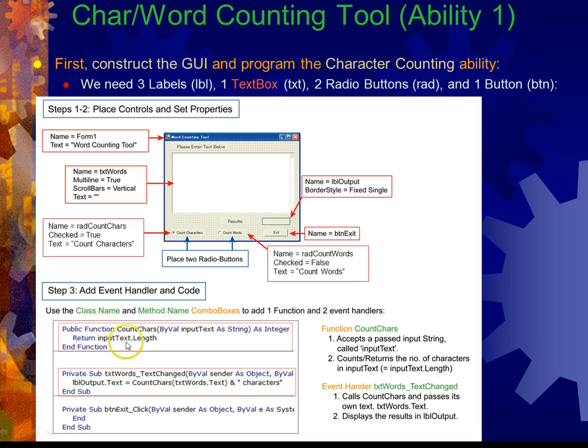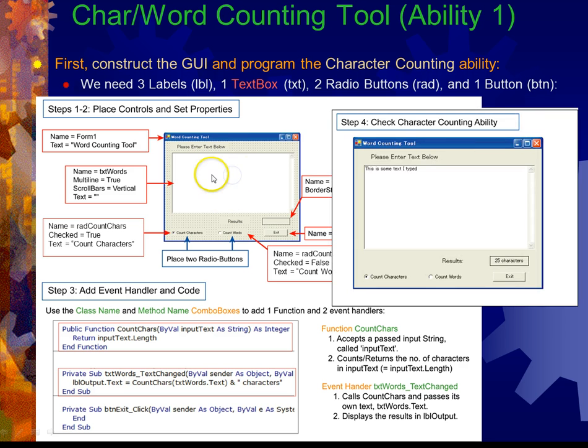Now where should we use this function? When should we call it? Well, one time that we want to use it is whenever something changes in here, right? Whenever something changes in here, we want to call that function. So how do we do that? That's the text changed subroutine, or event handler.